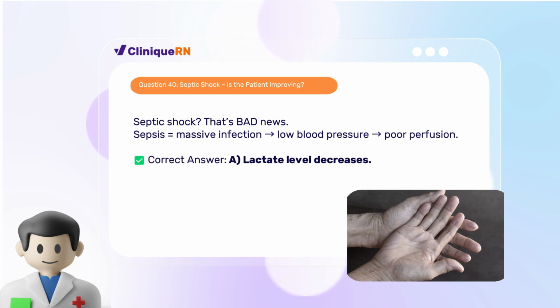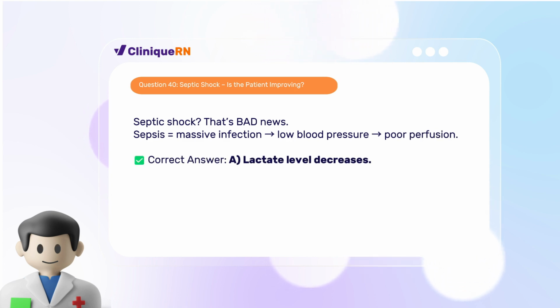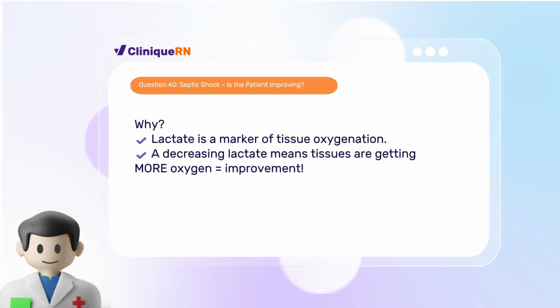Septic shock, that's bad news. Sepsis equals massive infection, low blood pressure, poor perfusion. Correct answer: A. Lactate level decreases. Why? Lactate is a marker of tissue oxygenation. A decreasing lactate means tissues are getting more oxygen, meaning improvement.